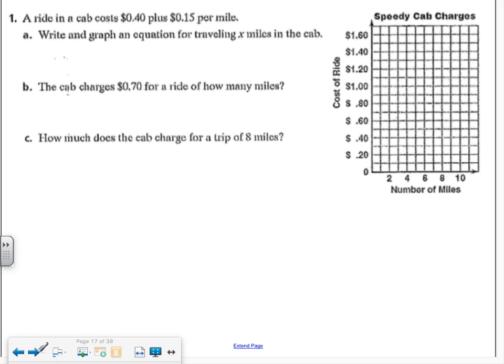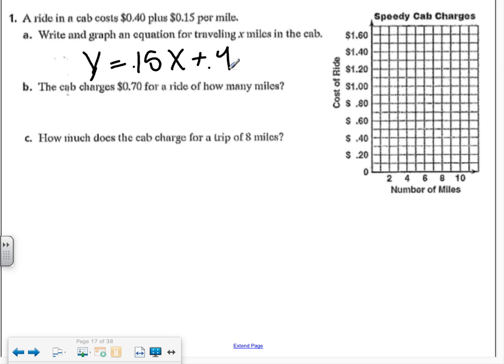Review packet: a ride in a cab costs 40 cents plus 15 cents per mile. So we want to write and graph an equation. So we have y equals 0.15x plus 0.4. y is going to be our cost, 0.15 is our rate, 15 cents per mile, x is our number of miles, and 0.4 is our flat fee to ride a cab, 40 cents.